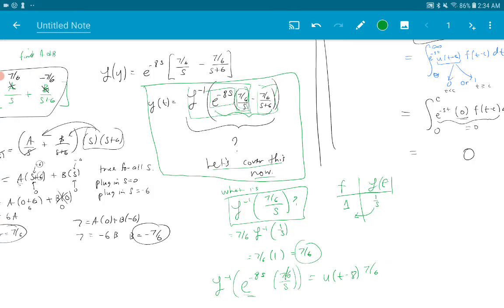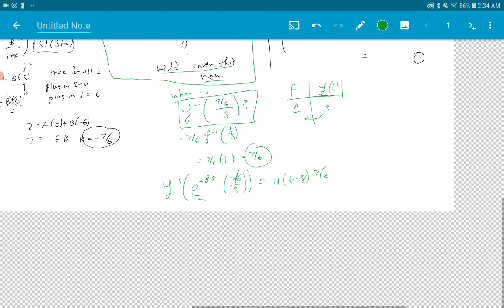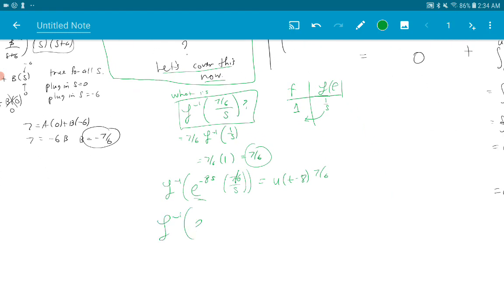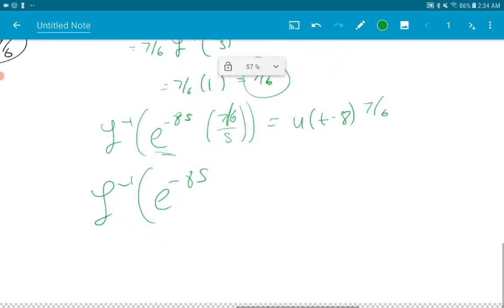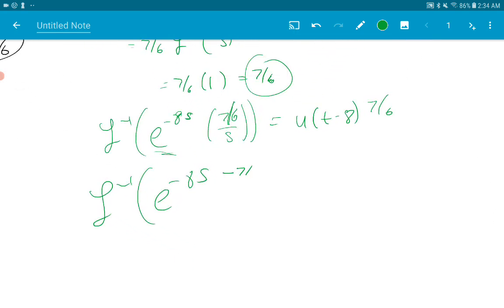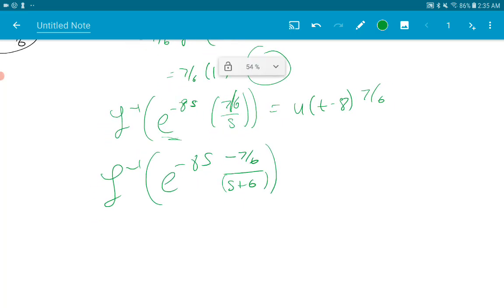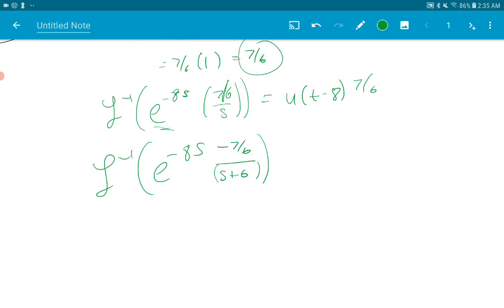Now I have to do the inverse Laplace transform of e to the negative 8s times the second one. What was that other piece? That other piece was negative 7/6 over s plus 6. All right, so first, remember, what would be the inverse Laplace transform of just negative 7/6 over s plus 6? Well, remember, you can pull the constant out, and the inverse Laplace transform of 1 over s plus 6.